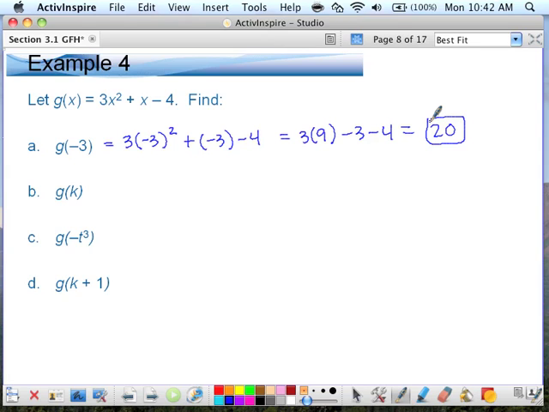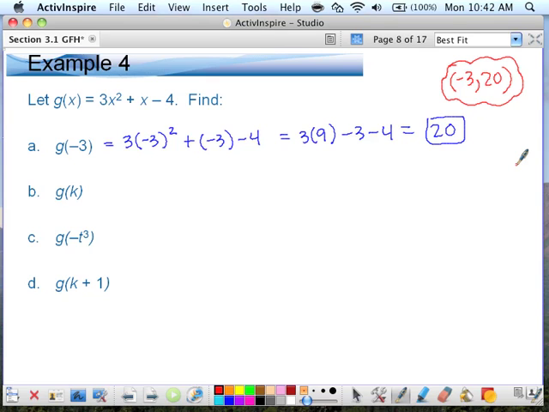And guys, what that means, and I think a lot of people don't really understand, is that the ordered pair negative 3 comma 20 is on that parabola. It's a quick way of asking you to find one of the ordered pairs. If x is negative 3, what's the y value? 20. That's how you find it. So you guys try the next one.